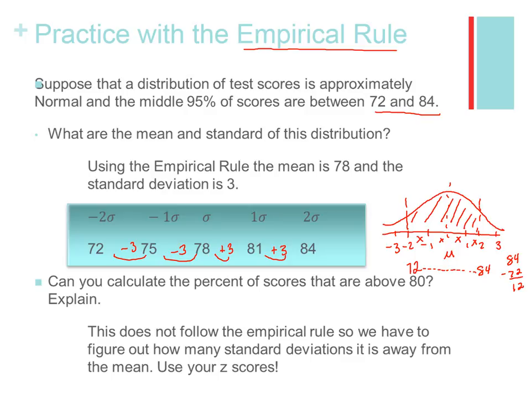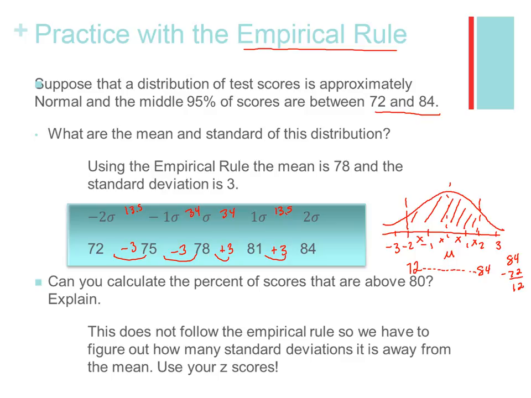So if we take a look over here, if I do 78 plus 3 to get to the first standard deviation, plus 3 to get the second standard deviation, subtract 3, subtract 3, that gives me my range of 72 to 84.